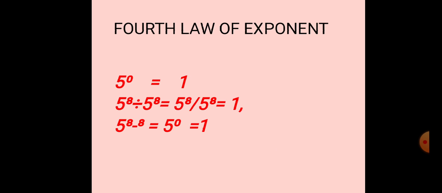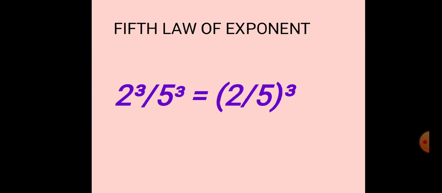And when we use the second law, 5 raised to the power 8 divided by 5 raised to the power 8, now bases are same in division, so powers will be subtracted. So 5 raised to the power 8 minus 8 is equals to 5 raised to the power 0. So that's why a raised to the power 0 is equals to 1.